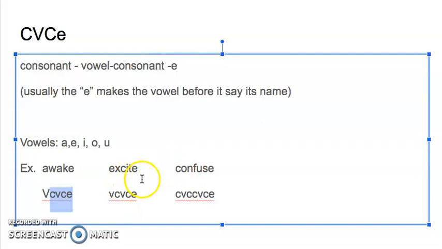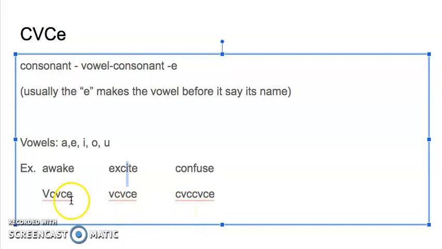Next word we have is excite. So again, we have a vowel, consonant, E. That E is going to make this vowel say its name because there's only one consonant in between them. So right now, that vowel is I. So in excite, I just try to stretch it out, but you can hear the I say its name in that word.